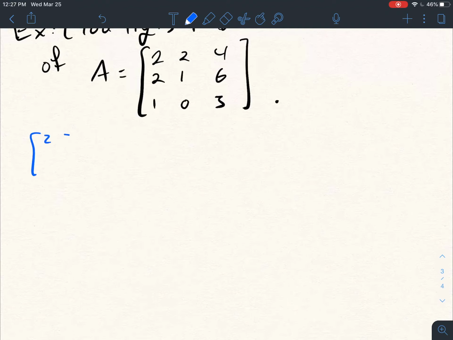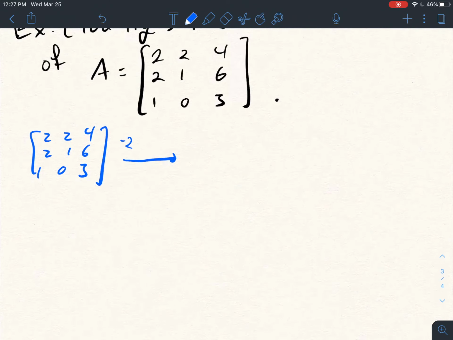So I have 2, 2, 4, 2, 1, 6, 1, 0, 3, and I have a 1 right here, so I'm going to use that to zero out the entries above it. So I'll do -2 times row 3, add it to row 1, and replace. That won't change our determinant, so that's good. Since this doesn't change the determinant at all, I'm just going to also do that same thing to row 2 to make that a 0 as well.